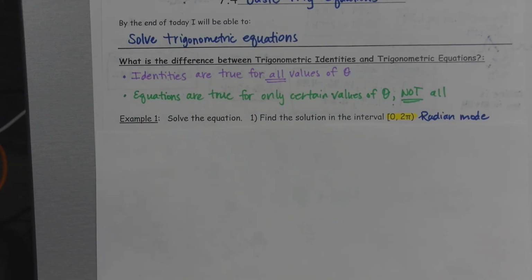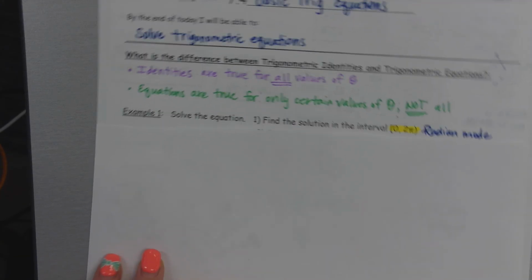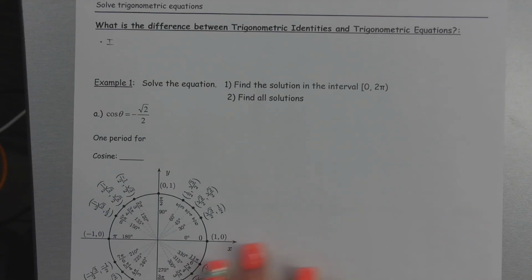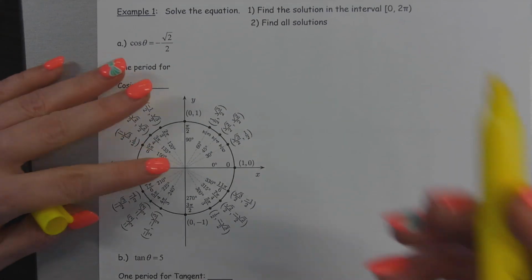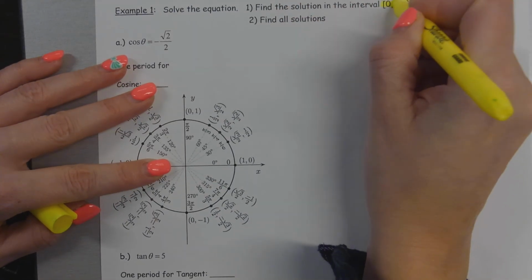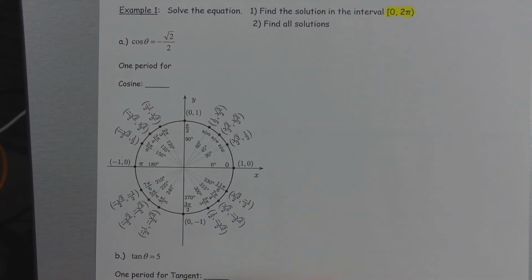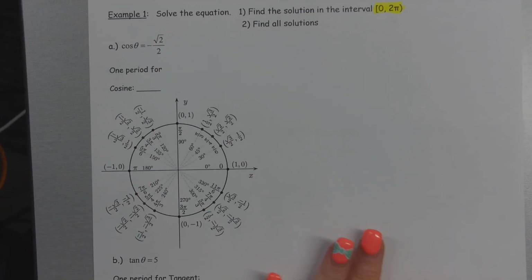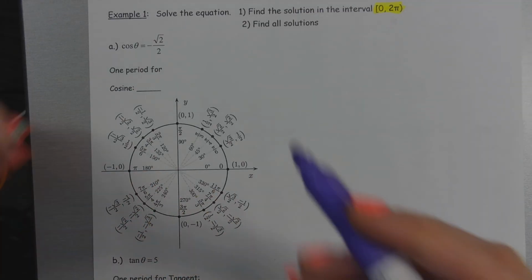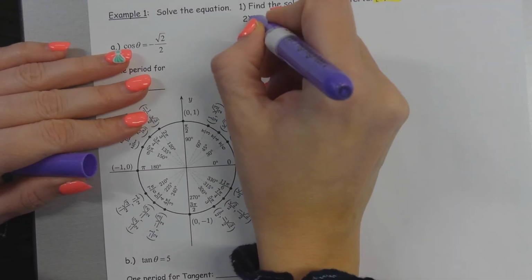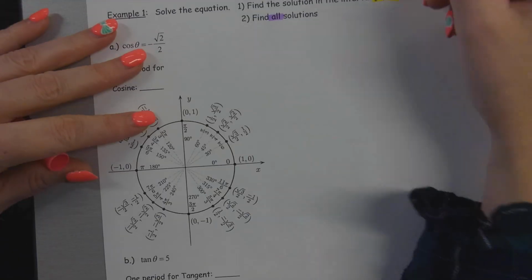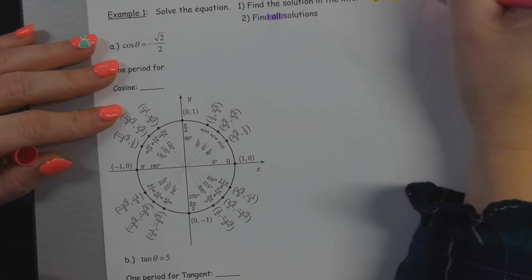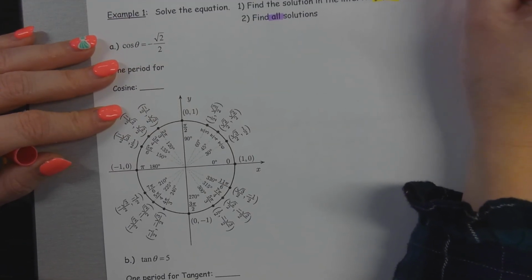And there are going to be some of these where you're going to use a calculator, others where you are not. So if it is something that you can solve by using those special points on the unit circle, those exact values on the unit circle, we are going to do that. Okay, if it is not an exact value on the unit circle, then we are going to use our calculator to solve. Okay, so when you're solving the equation, we are going to find the solution in this interval, and then we are going to find all of the solutions. And we want to make sure we are in radian mode.